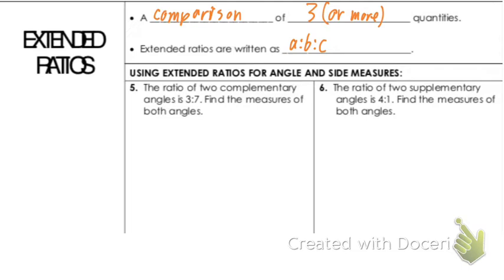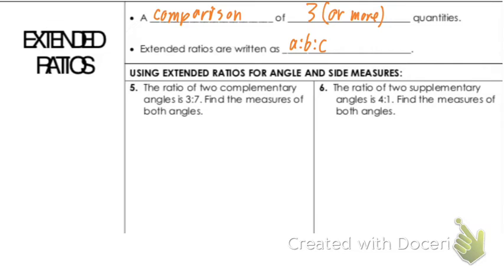They add to 90. Let's look at this poster over here. Angle A and angle B are complementary angles. Angle B says, I like that you're a good friend. Angle A says, I like the way you always help me. They're complementing each other. How great is that? All right, so the ratio of two complementary angles is 3 to 7.